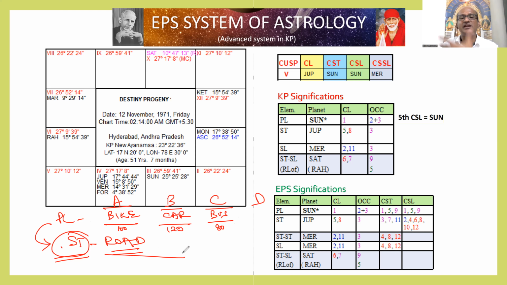If the Star Lord is the same, will planet A also give the same result, and B, and C also give the same result? No, it will not give a similar result. There will be a difference. If this planet has the same signification, will this planet also give the same significations? No, that will vary. That is the mistake we make in considering the significations. I think you are able to follow, right? I will tell with one example so you will understand better. If you have any doubt, please ask me.